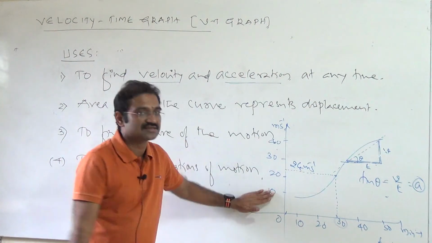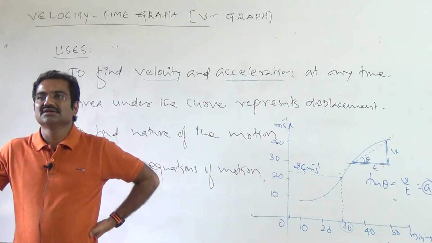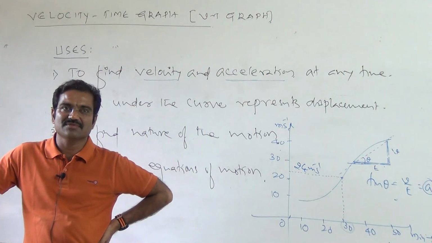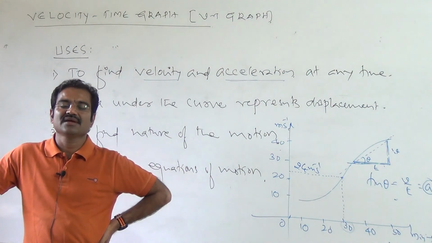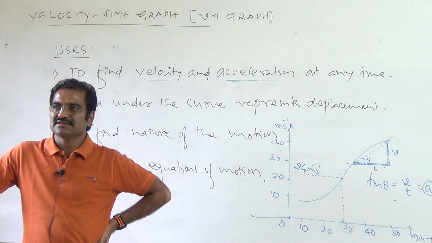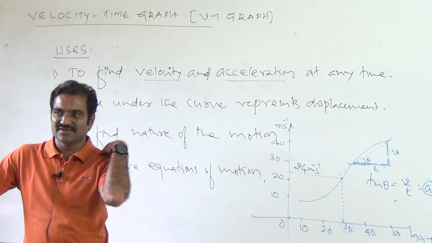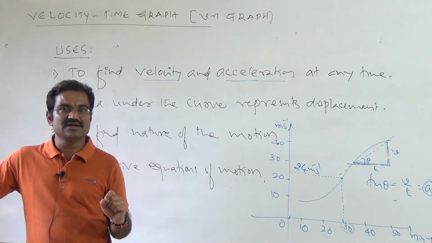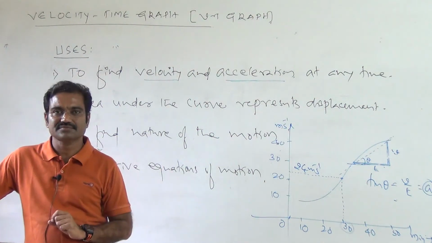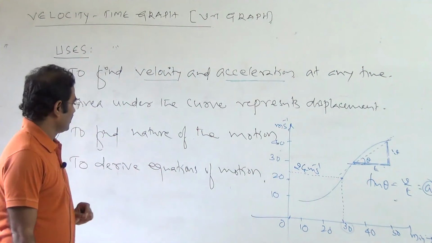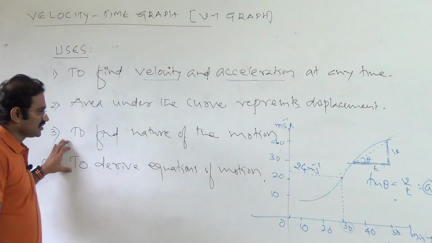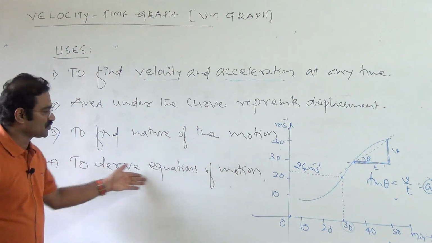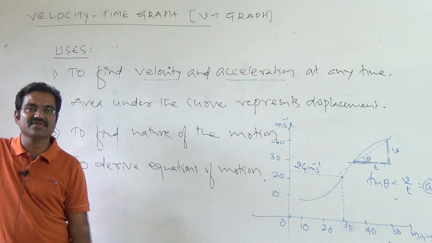It is our next discussion, how the velocity time graph can be used to find the equations of the motion. There are 3 equations: v is equal to u plus at, s is equal to ut plus half at square, and v square minus u square is equal to 2as. We derive these equations using the vt graph. Right, now we start with the discussion of how the velocity time graph can be used to derive the equations of the motion.